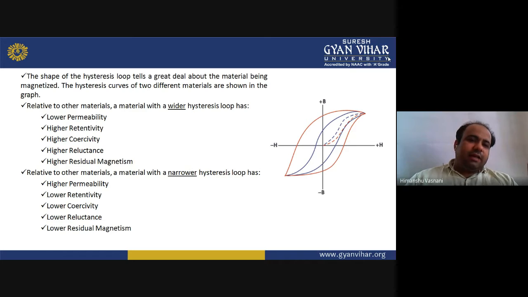See, if the retentivity is higher, that means that it will have higher residual magnetism. So they both are relative to each other.